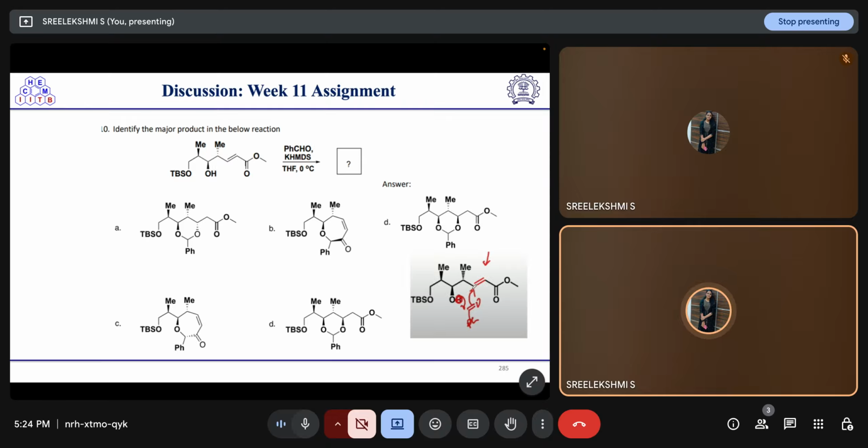So the correct answer is this oxygen lone pairs which will attack at this double bond, and that will be quenched to form this compound. So the correct answer is option D.